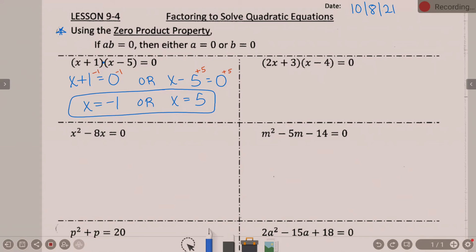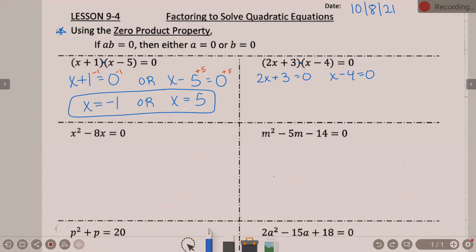Okay, so let's look at this as a second example. 2x plus 3 times x minus 4 equals 0. Notice what's going on. Equals 0. Two pieces multiplying to equal 0. So, what do I do? Okay. So officially, we're going to set each part equal to 0, right? So I'm going to set 2x plus 3 equals 0 and x minus 4 equals 0.